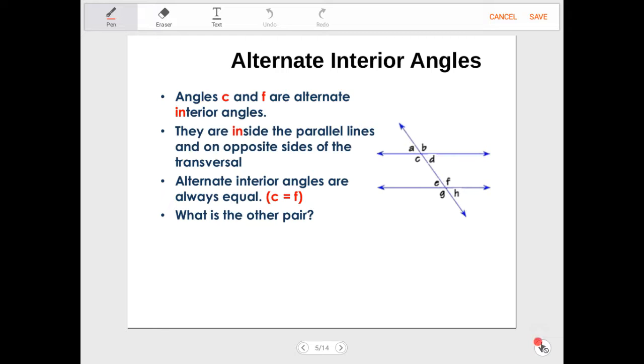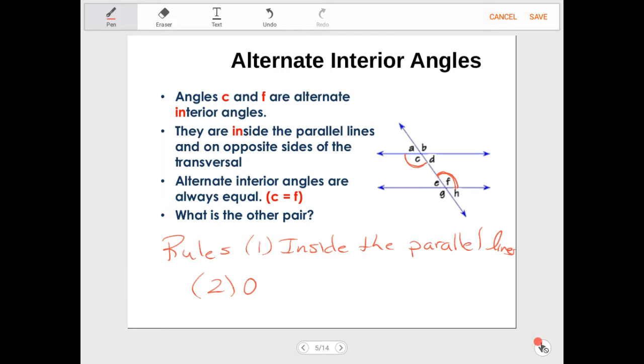I'll highlight this. So here is C and here is F, okay? If we follow the definition, they are inside of the parallel lines, that makes sense, and they are on opposite sides of the transversal. So to be an alternate interior angle, here are the rules. There's two of them. One, you must be inside the parallel lines. Run out of room. Rule 2 is that you must be on opposite sides of the transversal.